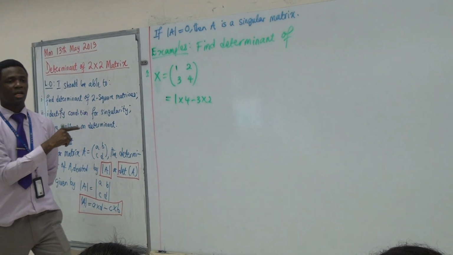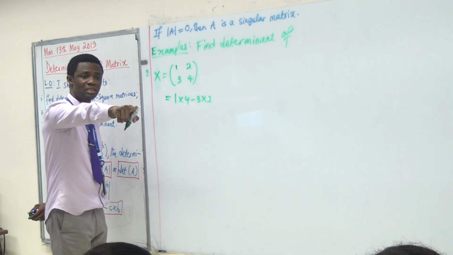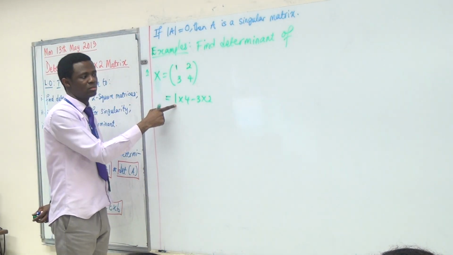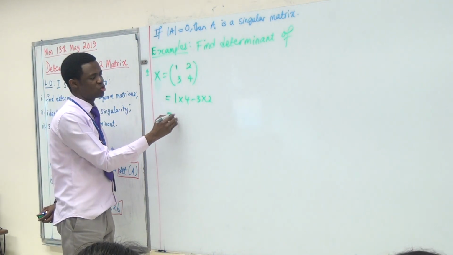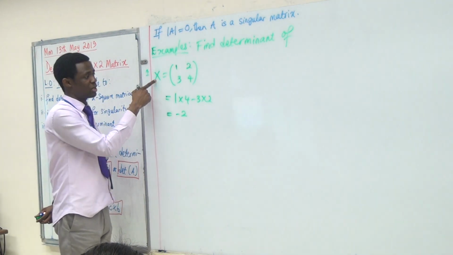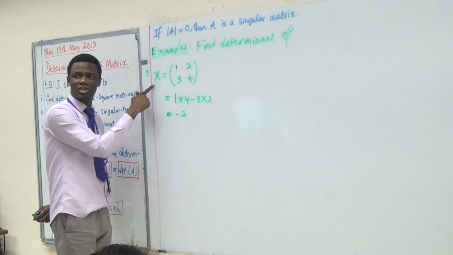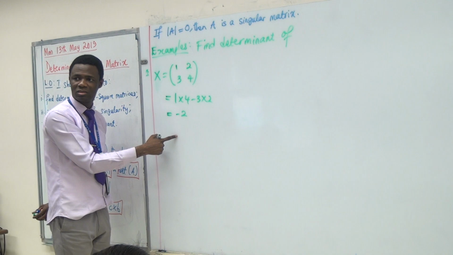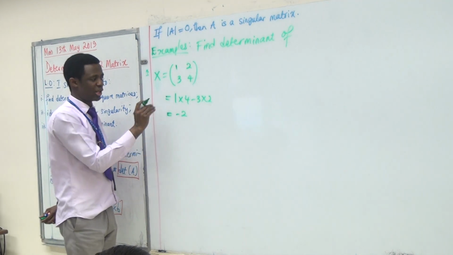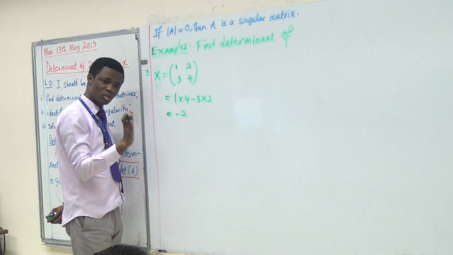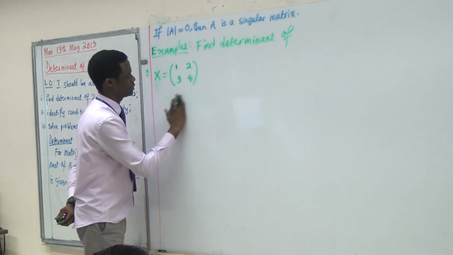That's implying that x is equal to 1 times 4 minus 3 times 2. So if you get your answer to be -2, it means you're implying that x is -2. X is a matrix, not a scalar. Do you understand? So I do not expect anybody to do that. That's why I ask you to stop writing and pay attention now.